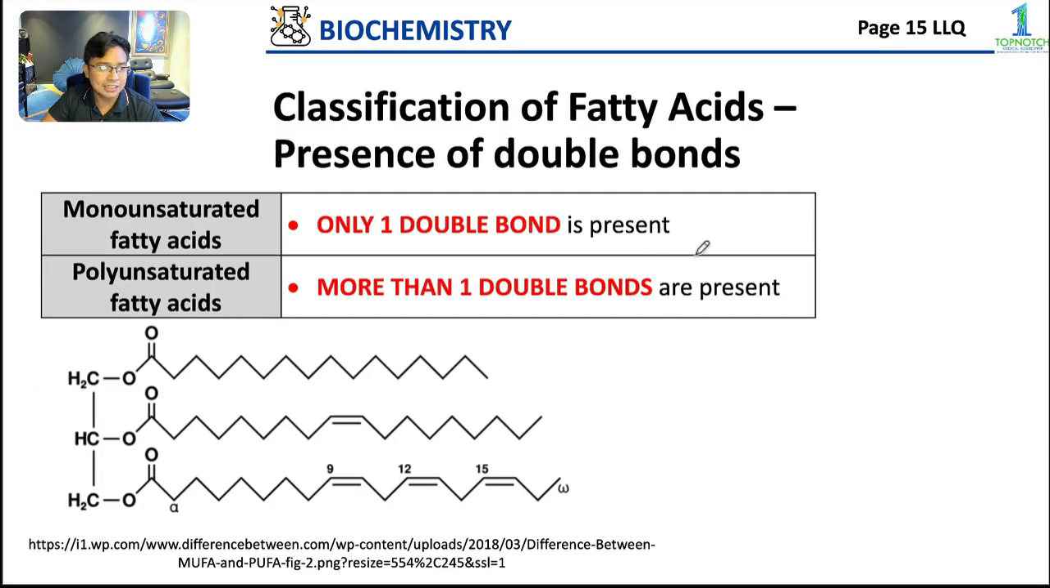Now, kailangan din ang ating number of double bonding. If you only have one double bond, ang tawag sa kayo ay MUFA or monounsaturated fatty acid. If more than one double bond ka, you have your polyunsaturated fatty acid or a PUFA. Okay?